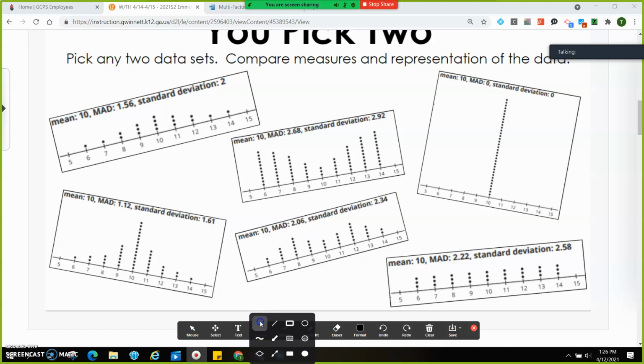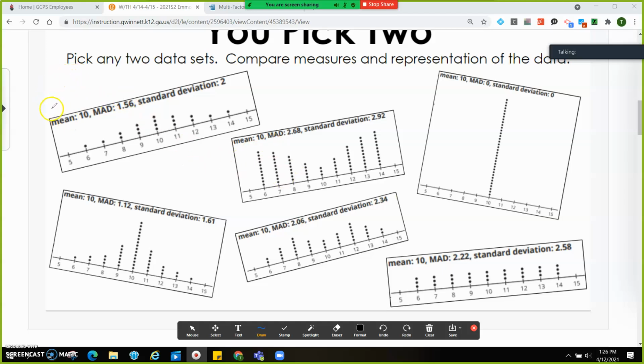Right, hey Algebra 2. So this will be the third day of this unit. And today we're really going to be focusing on the different types of measures and comparing data. We're going to pick any two data sets and compare the measures and representation of the data.